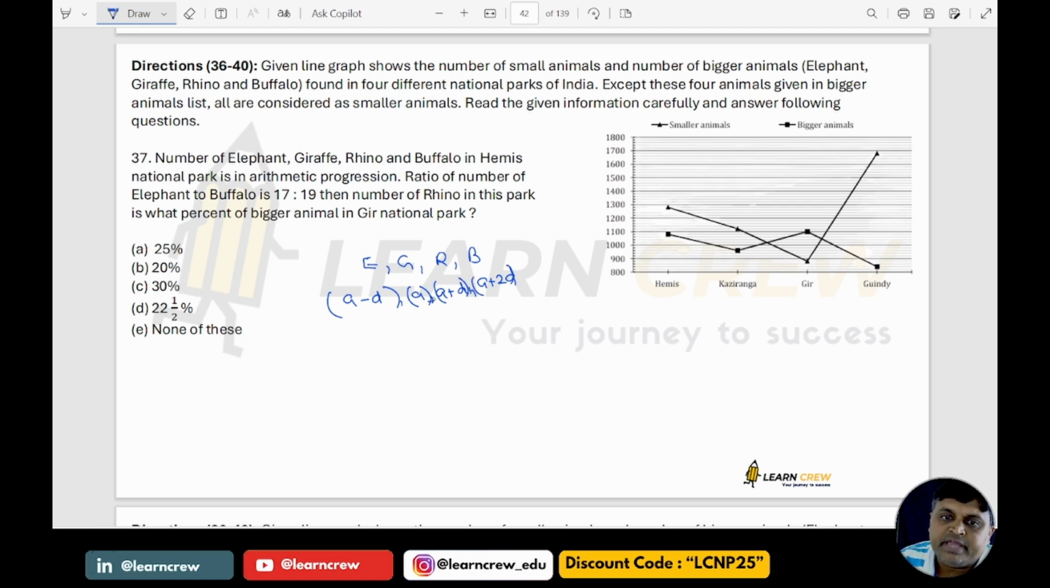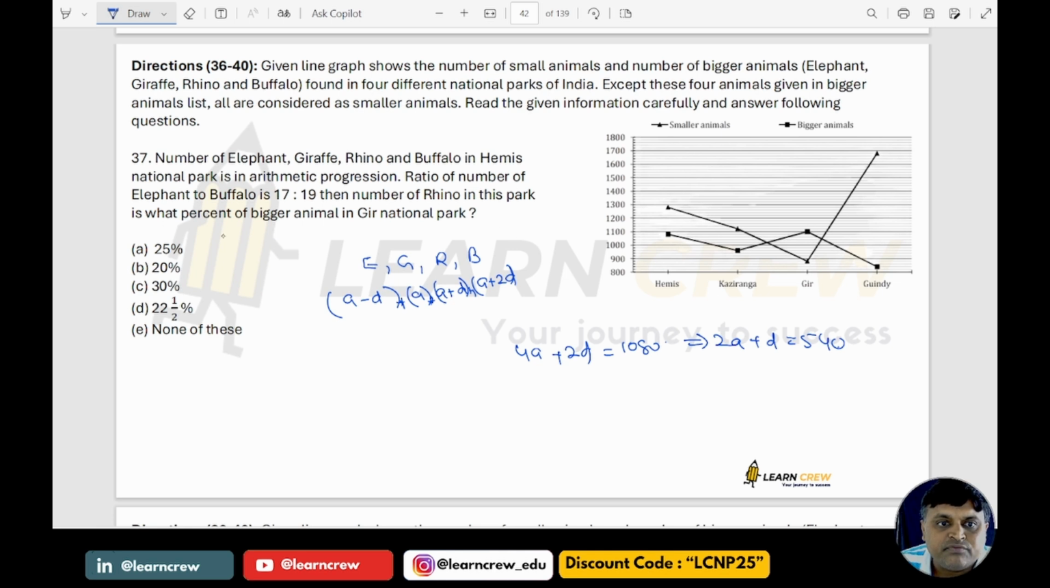This total sum is 1080. So if I add all the values, I will get 1080. So A plus A plus A plus A is 4A. So 4A, am I correct or not? 4A plus 2D minus D plus D cancel. 4A plus 2D is 1080. So from this I can say 2A plus D is equal to 540.